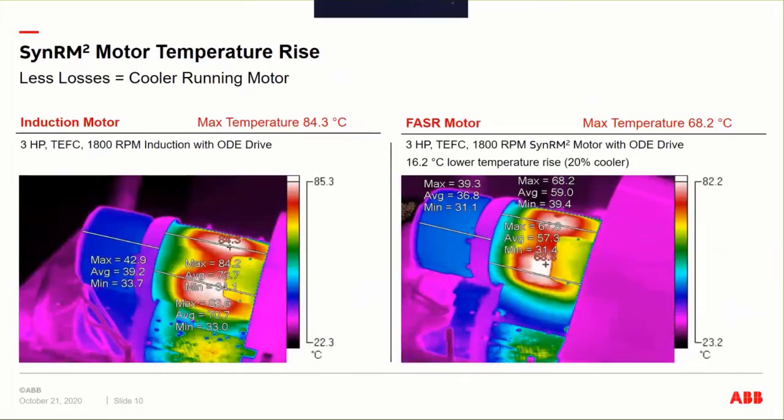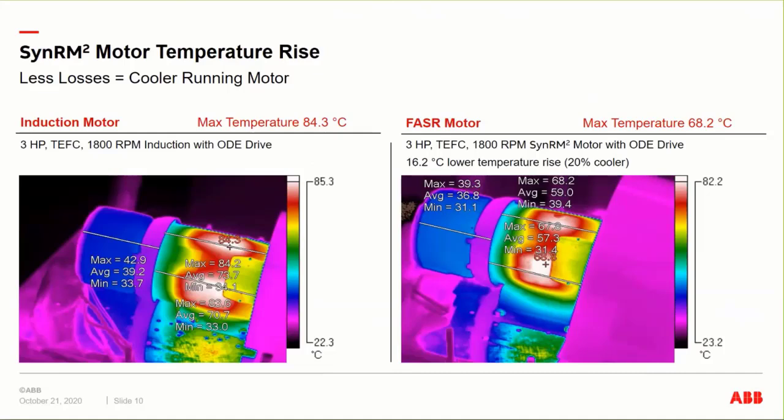And that produces lower temperatures. So when you look here in this comparison, this is lab testing. We put the exact same drive on the back end of this, so you have equal comparison. And you can see about 84.3 degrees C rise in the induction motor. And in this Center RM motor, you've got a squared motor, the second generation, 68.2. So that's about a 16 degrees Celsius lower temperature rise, 20% cooler running motor.